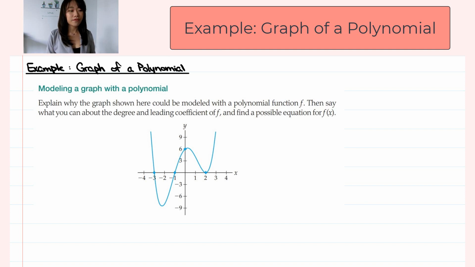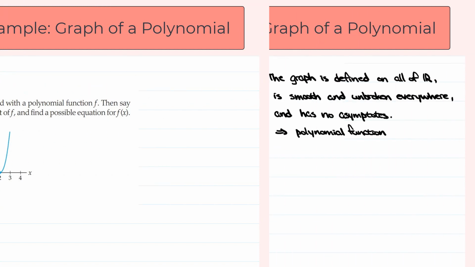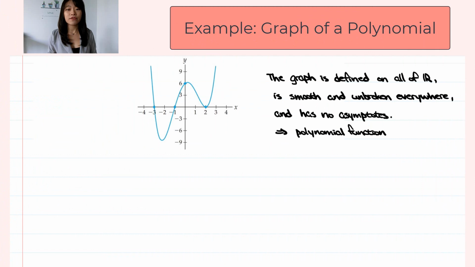By looking at the graph, we notice that the function is smooth and unbroken. Furthermore, the graph does not have a vertical asymptote nor a horizontal asymptote. From here, we can conclude that this function could be modeled with a polynomial function. Then the next step is to find a possible equation for this f of x. Let's first notice some properties of this graph.